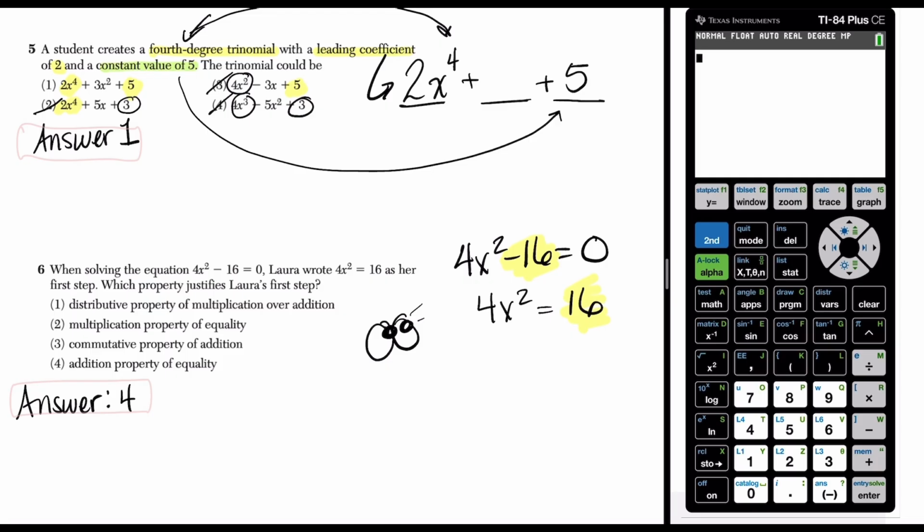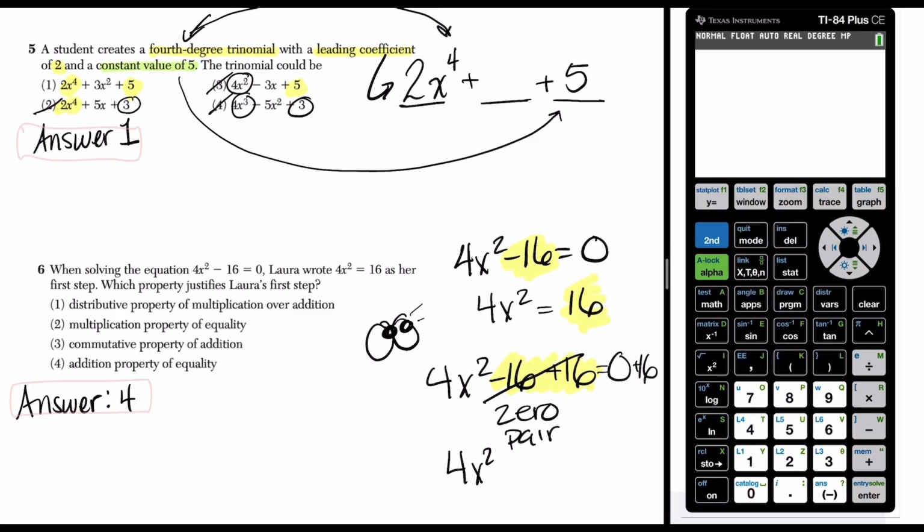So 2 things happened there. Why would that happen? How would I get that 0 pair? The only way that can happen on the left side of the expression is if I created a 0 pair, if I added a positive 16. Now this creates a 0 pair, and that's what leaves me with just 4x squared. But remember, whatever you do to one side, you got to do to the other.